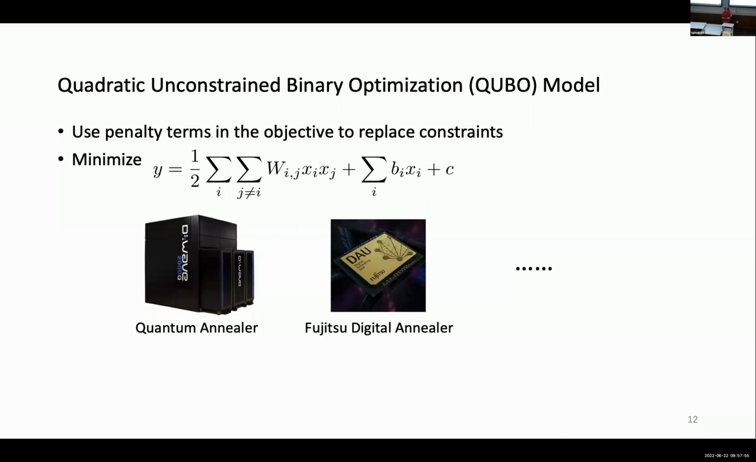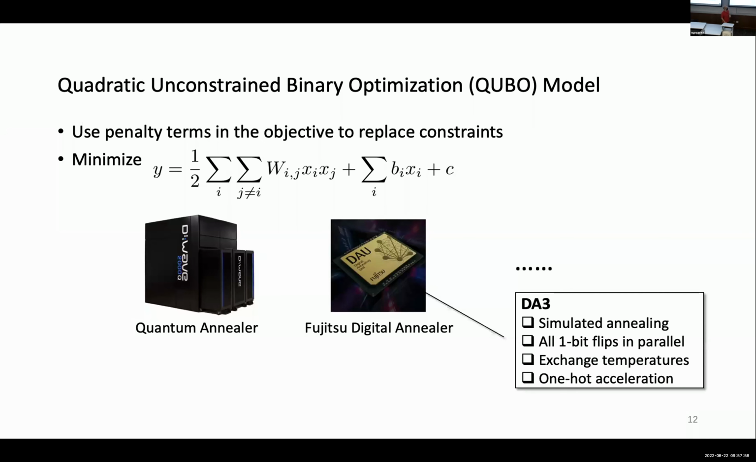Okay, and we're going to actually work with the Fujitsu digital annealer. It's completely classical. Unfortunately, some of the marketing literature talks about quantum-inspired stuff. It's not really quantum-inspired, except that it solves QUBOs. It's massively parallel simulated annealing. Some really interesting work on different temperatures at the same time that are exchanged between these replicas, and some extra stuff for one-hot acceleration, because the one-hot constraint is something that comes up again and again in these models.